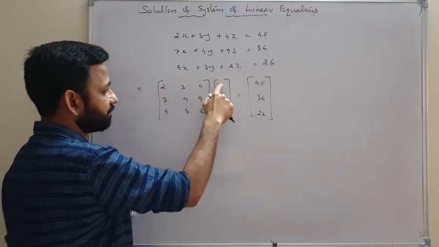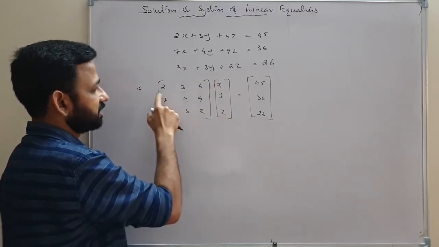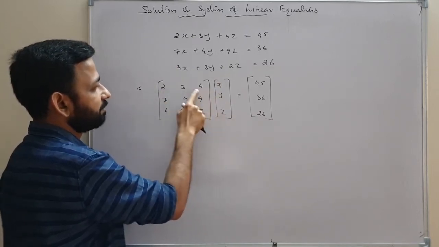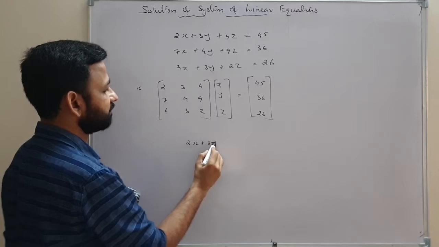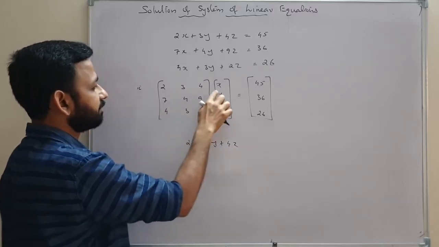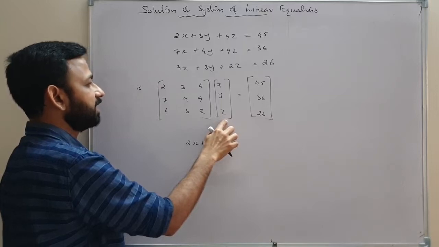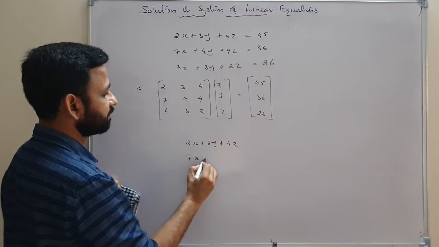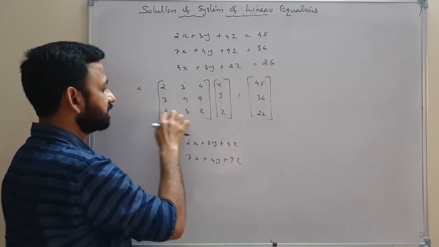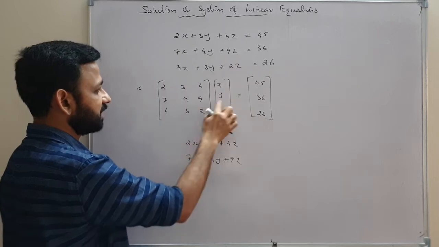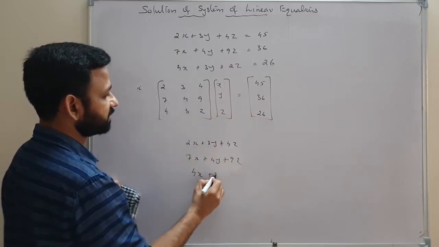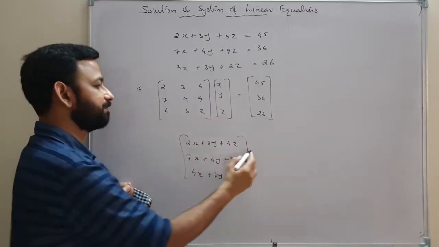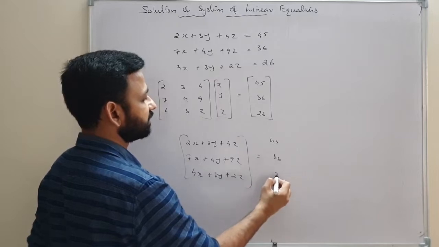When we find the product of these two matrices, we can verify: first row into first column, that is 2 into x plus 3 into y plus 4 into z, 2x plus 3y plus 4z. Second row into first column, 7x plus 4y plus 9z. Third row into first column, 4x plus 3y plus 2z. That is the product of the two matrices, equal to 45, 36, 26.